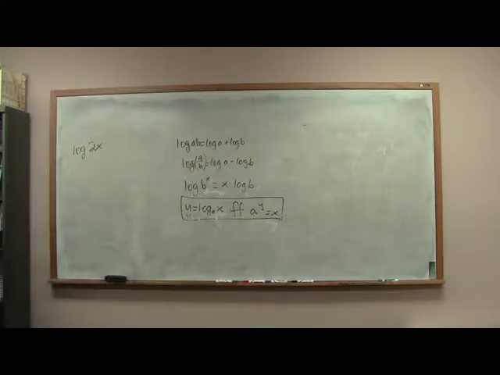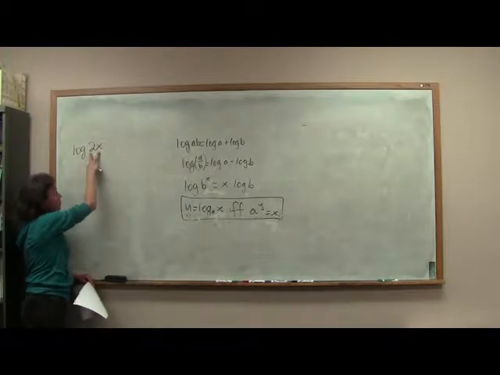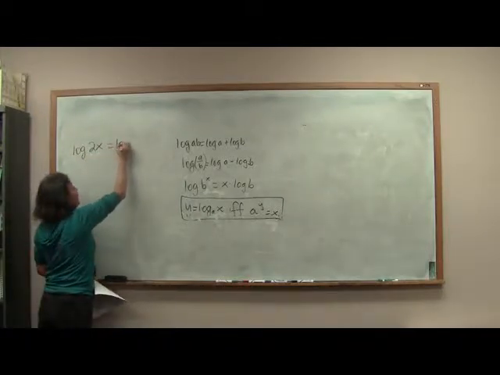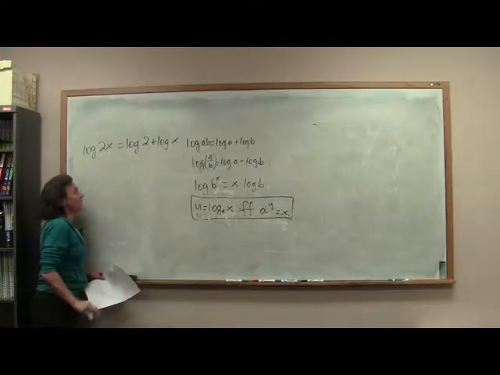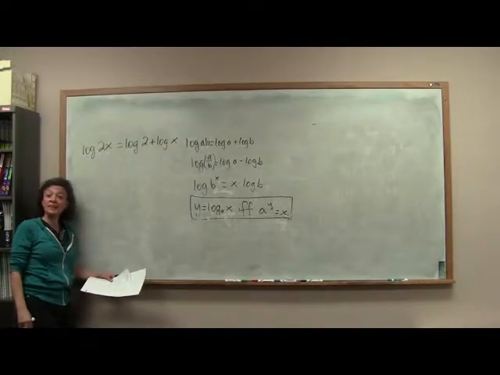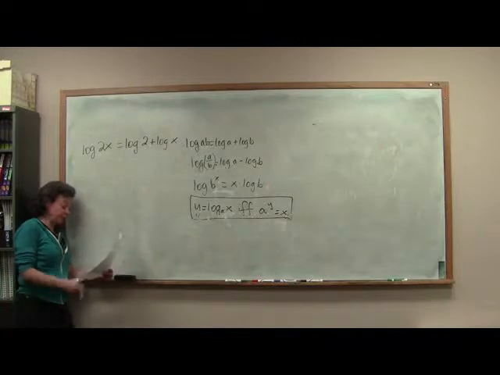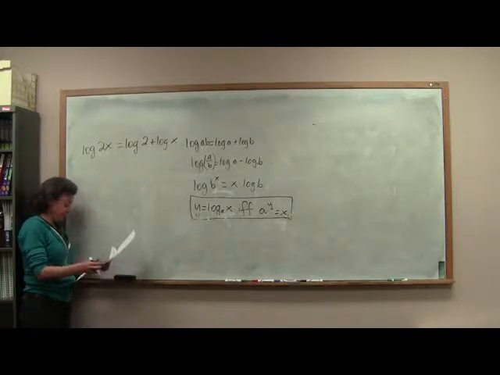For example, let's take log 2x. Notice I'm multiplying two things, so I can rewrite that as log of 2 plus log of x. That's it. That's all you need to do here. Okay, let's do another one.